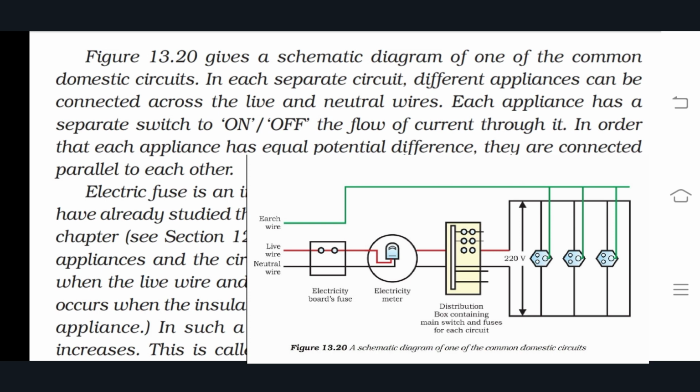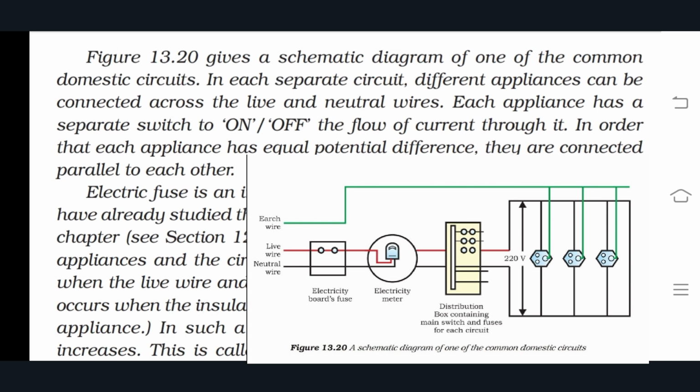In the domestic circuits, the appliances that we use operate on the potential difference across them. So that's why all the domestic circuits have separate switches. They have switches connected in the distribution box. So the switch can be turned on or off for each domestic circuit.